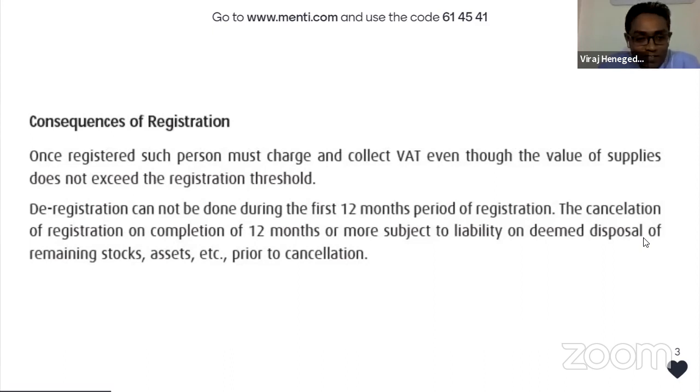Okay, right. We'll see what are the consequences of registration. Once registered, such person must charge and collect VAT even though the value of supply does not exceed the registration threshold. This is the requirement. Say, for example, if last year your turnover per annum is 12 million, now you have exceeded, you have got the VAT registration. After that, even for next month, if your turnover is only 10,000, you need to pay the VAT.